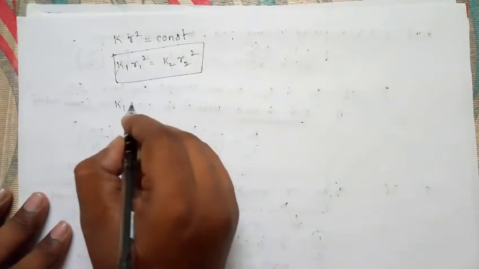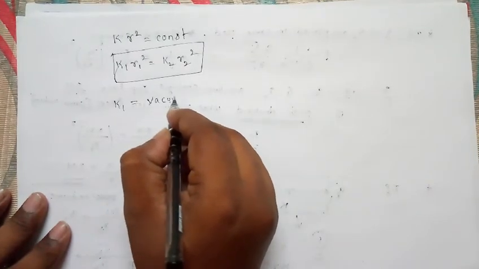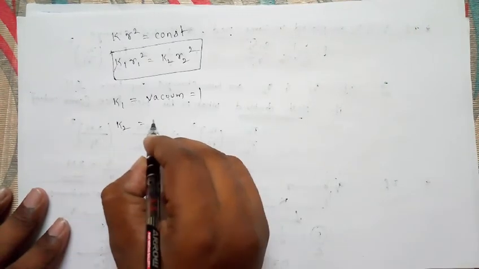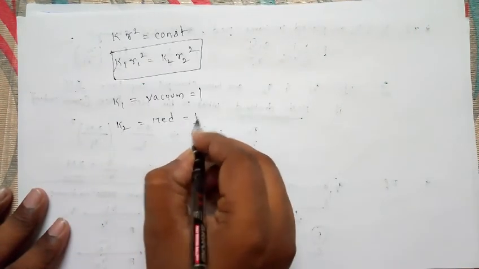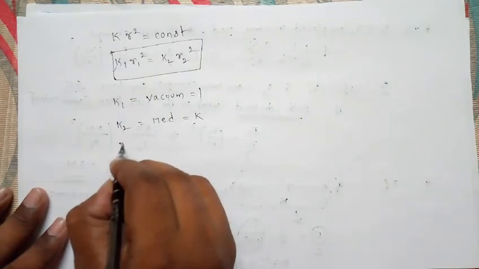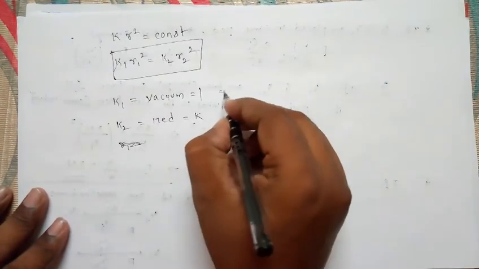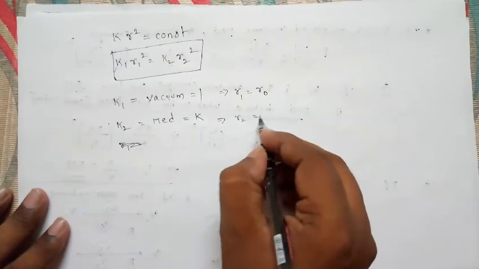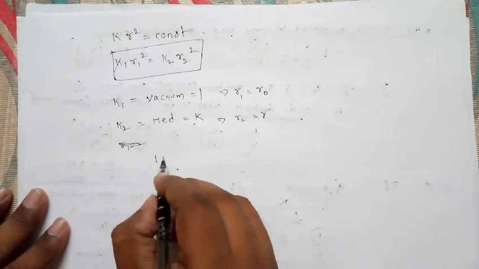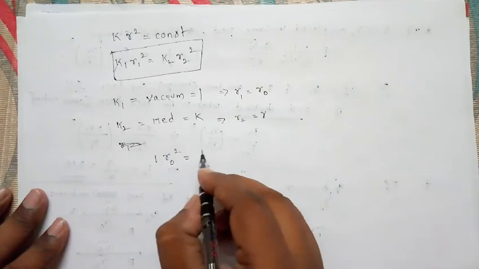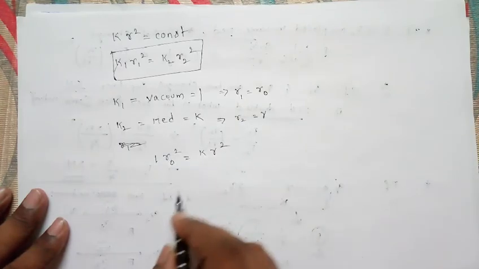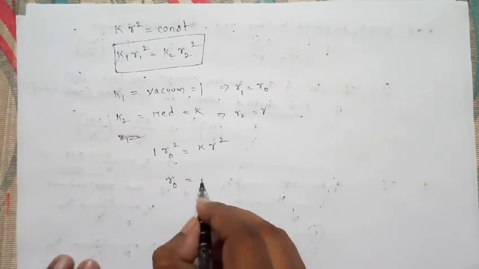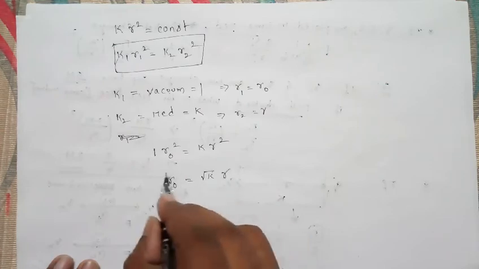First, if k1 is a vacuum, that is 1, and k2 is some other medium, that you take as k, then r1 is the vacuum distance. So we are taking the vacuum distance r equal to r naught and r2 equal to r. Therefore we can write 1 times r naught square is equal to k times r square. So we can write r naught is equal to root k times r. This relation is important.